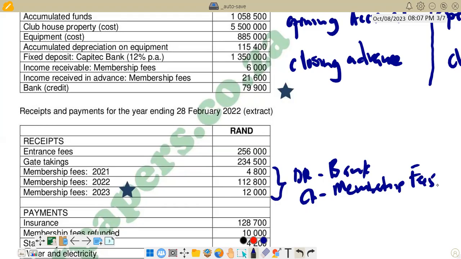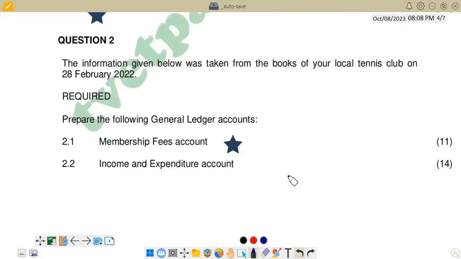So this is the scenario that we have. Then we are going to go to the credit side of our membership fees account and enter these amounts: 4,800, then again 12,800, then again 12,000. So we go to our answer section, and we are going to input those figures.